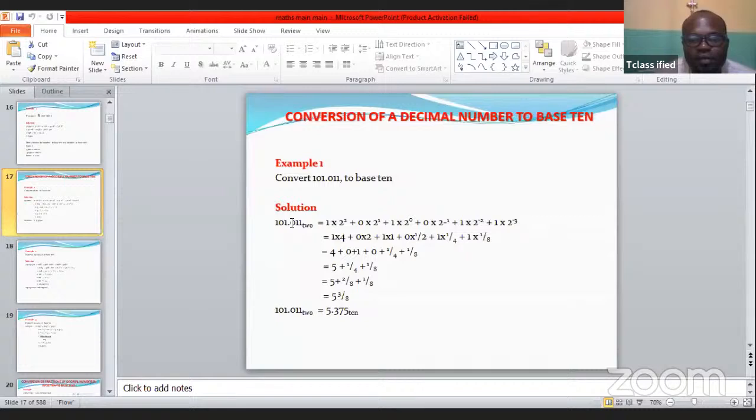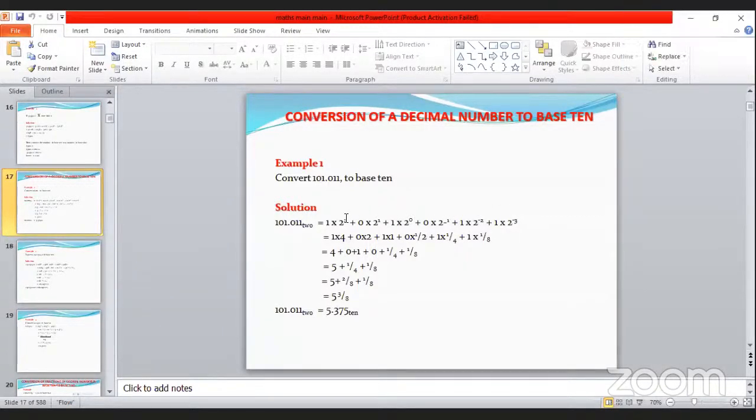So, very importantly, you just need to check. Here you have the exponents 2, 1, 0. That means the next one is going to be -1, -2, then -3. So take note. For this 0, you're going to have 0 times 2 to the power -1. Then for this one, you're going to have 1 times 2 to the power -2. Then for this other one, you're going to have 1 times 2 to the power -3.